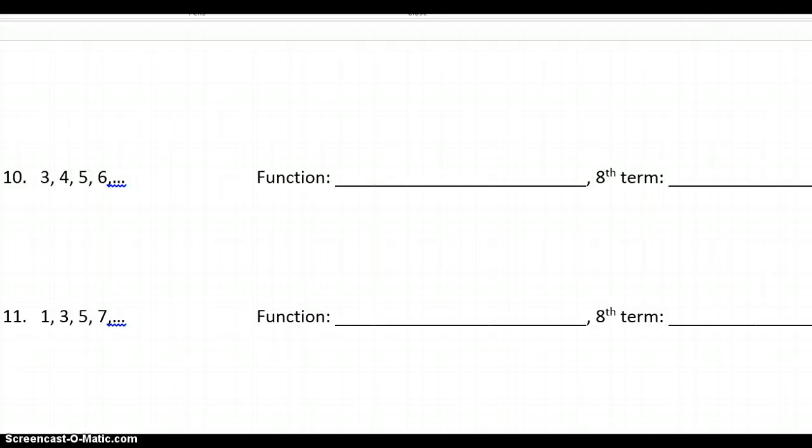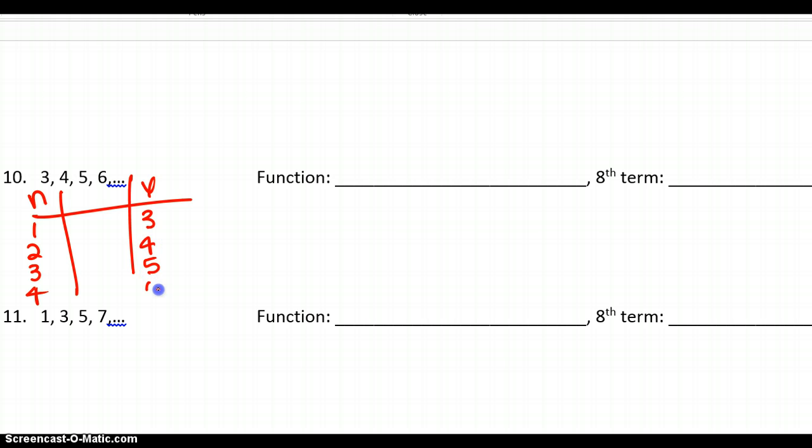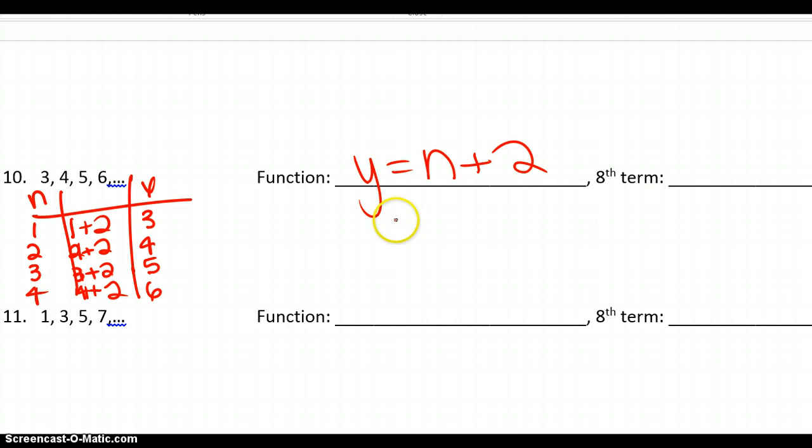Number 10, 3, 4, 5, 6. So I need to make a table. n is 1, 2, 3, 4. y is 3, 4, 5, and 6. How do we get from 1 to 3, and 2 to 4, and 3 to 5, and 4 to 6? I'm going to take n and add 2. So my function is y equals n plus 2. This should actually be 2, 3, 4. In my 8th term, if I plug in 8 for n, I get y equals 8 plus 2, which is 10.